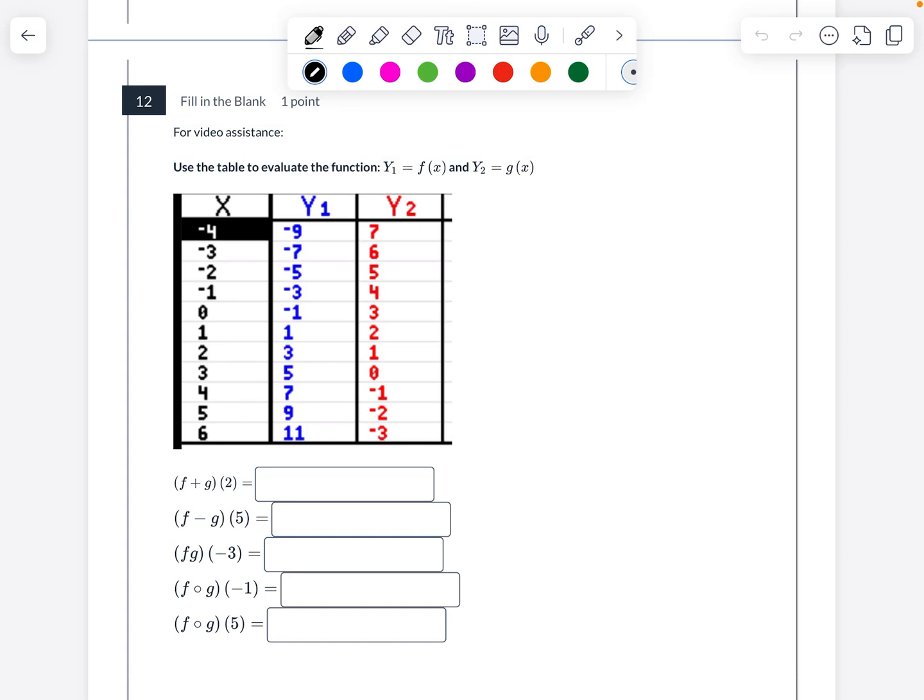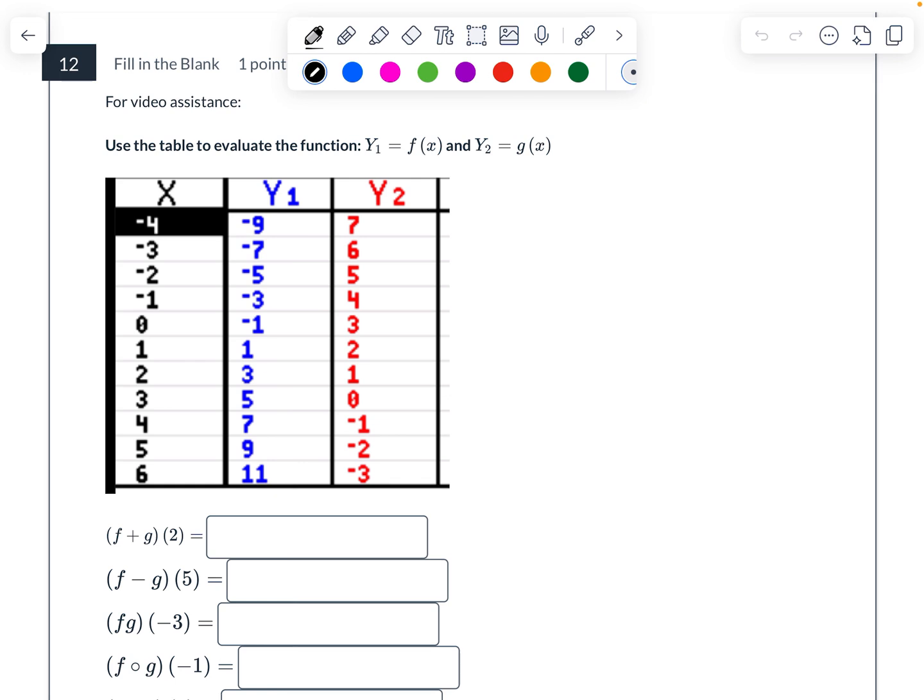Hey friends, this video is going to be on how to deal with addition, subtraction, multiplication, division, and compositions of functions and evaluating those. So up here in the directions it tells you that y1 is in this case going to be the function f of x, and y2 is going to be the function g of x. And that is only because you can't control what the calculator labels things.